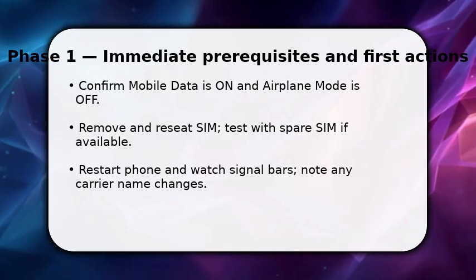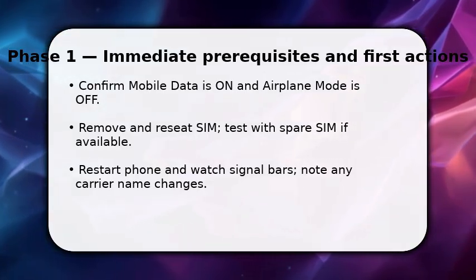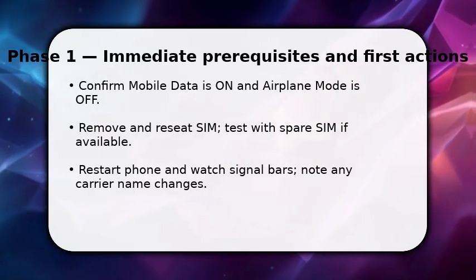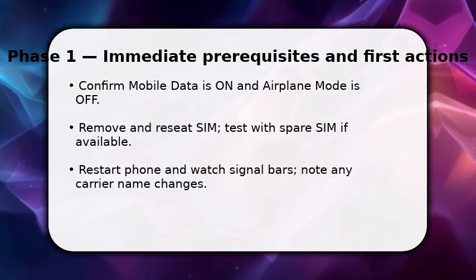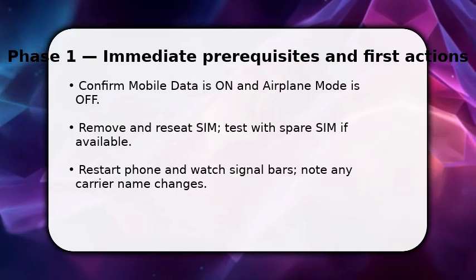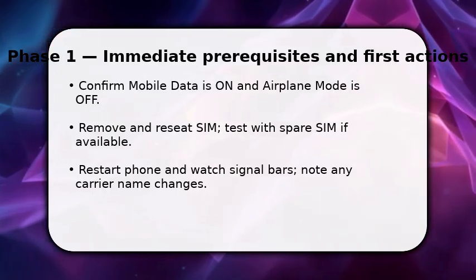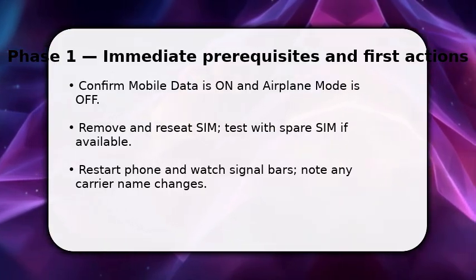You begin by confirming mobile data is on and airplane mode is off. This is vital. Next, power down and remove the SIM card. Reseat it, then reboot. Once done, watch the signal bars and carrier name. If nothing changes, toggle mobile data off and on again. These steps clear simple registration glitches and force the modem to reattach to the network.